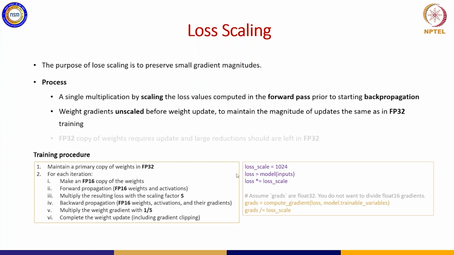Then you scale. So how do you scale? Which I've explained here. You multiply the resulting loss with a scaling factor X. So the scaling factor X is what you have here. Then you can now do your backpropagation. After the backpropagation is performed, you unscale back. That is, you divide the gradient you get there by the value of the scale, and then you can proceed to update the weights.